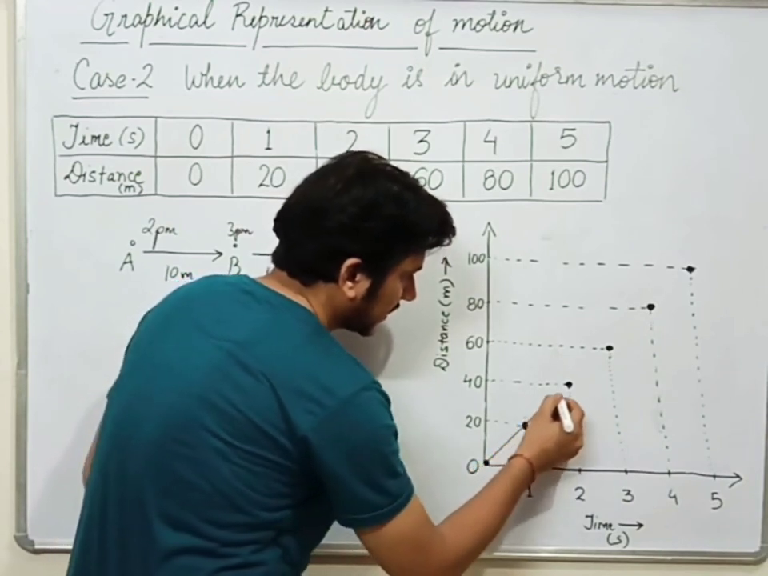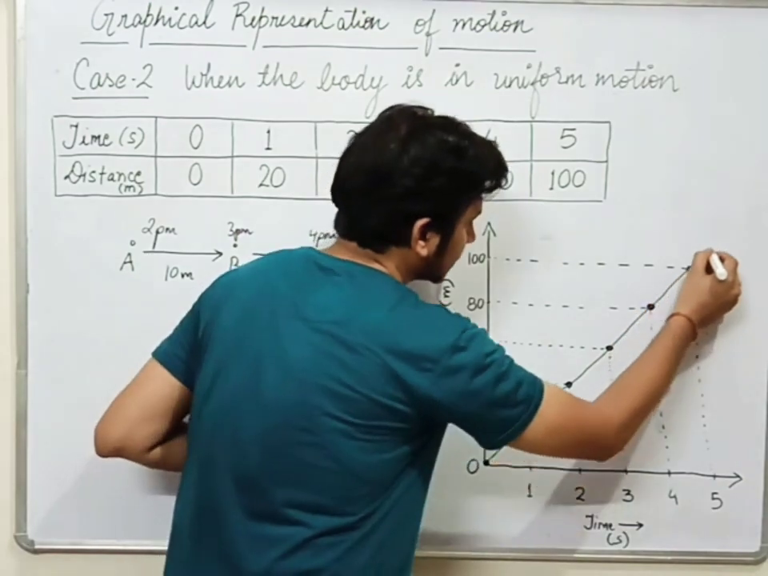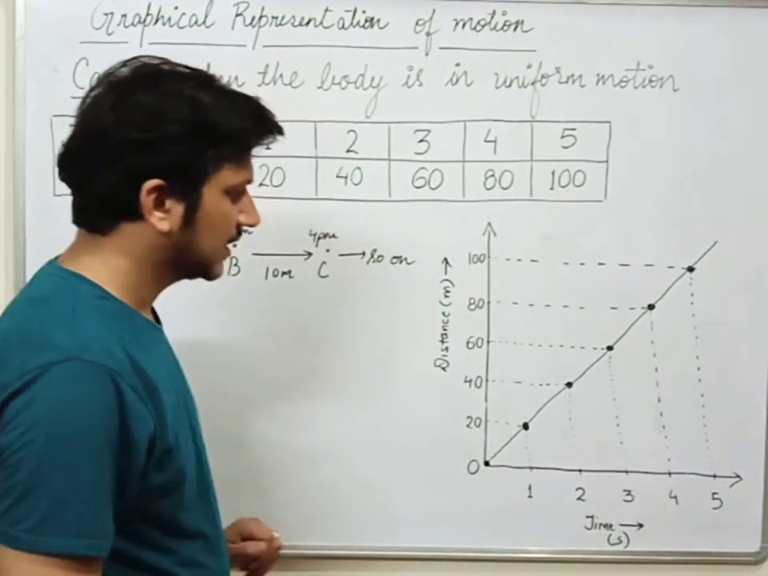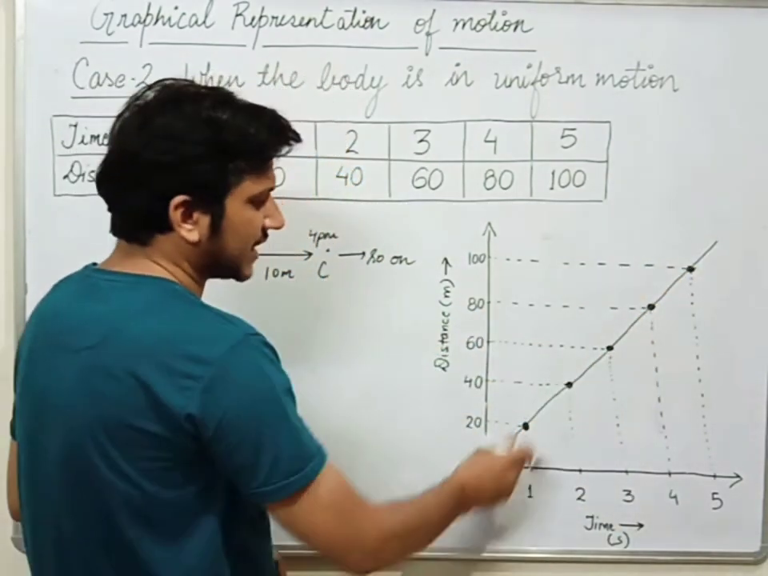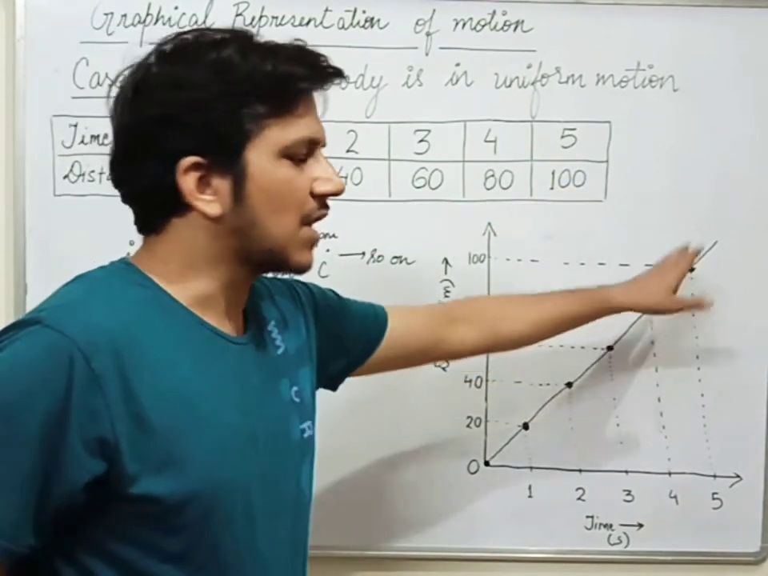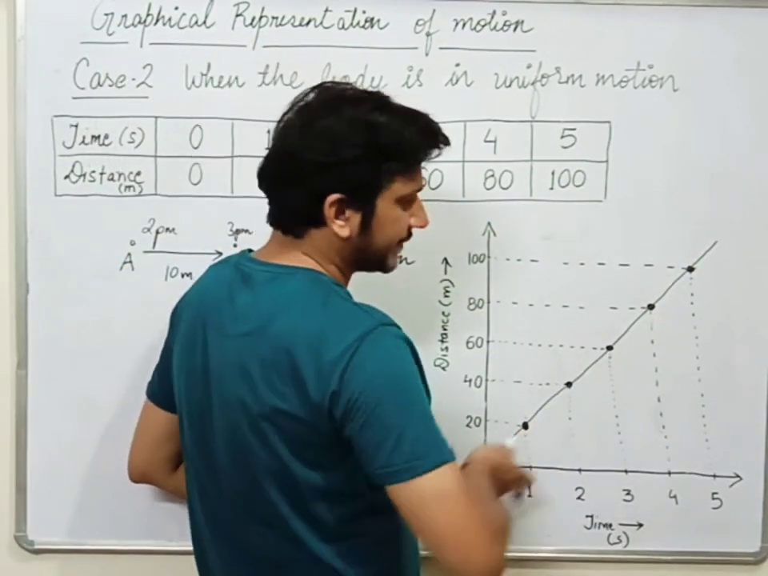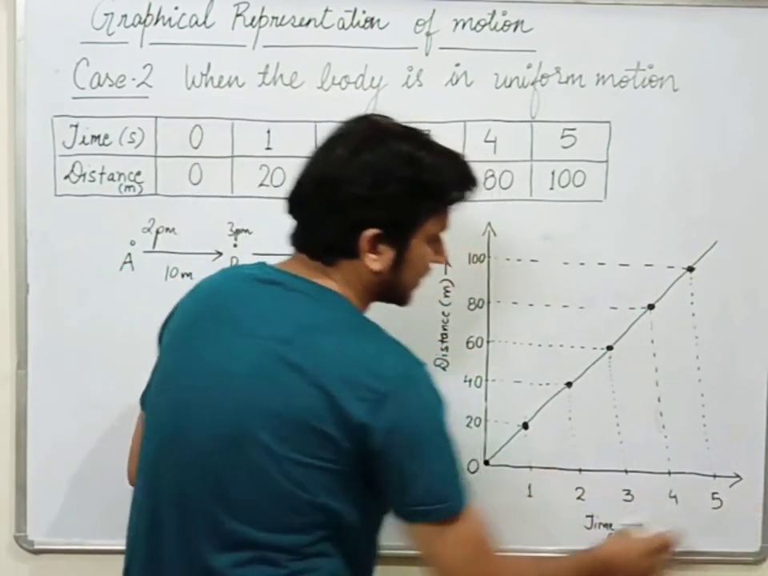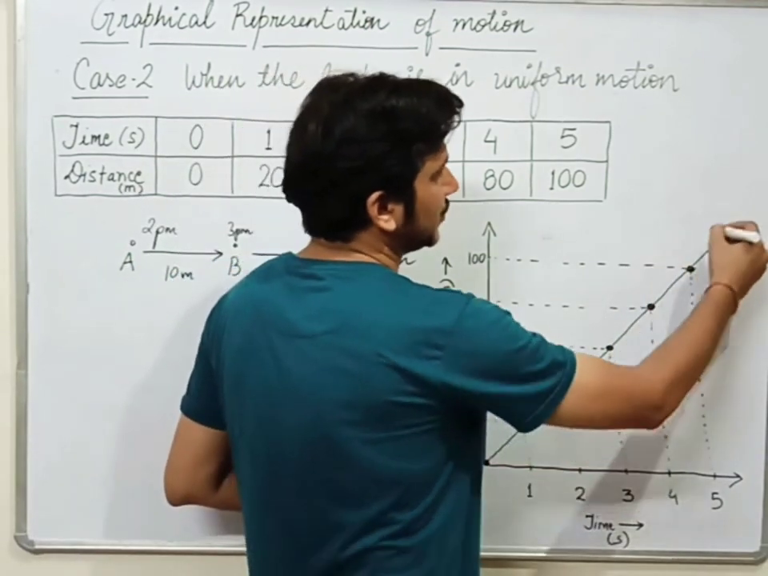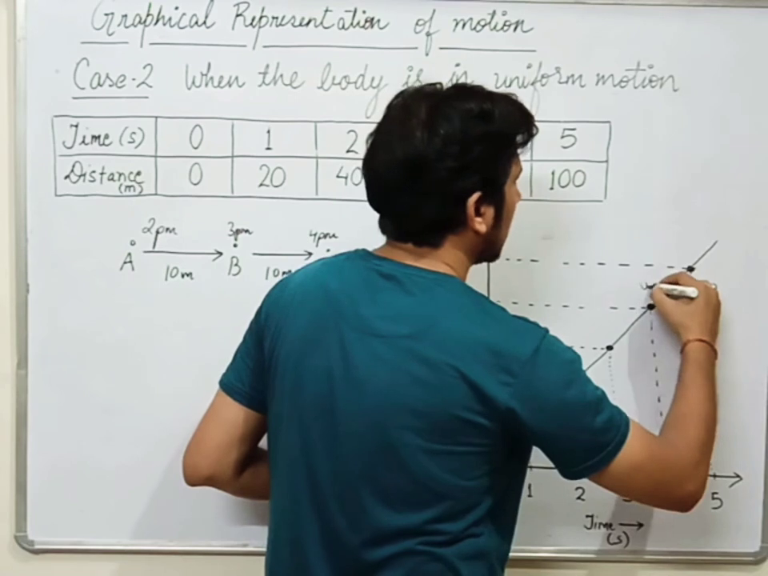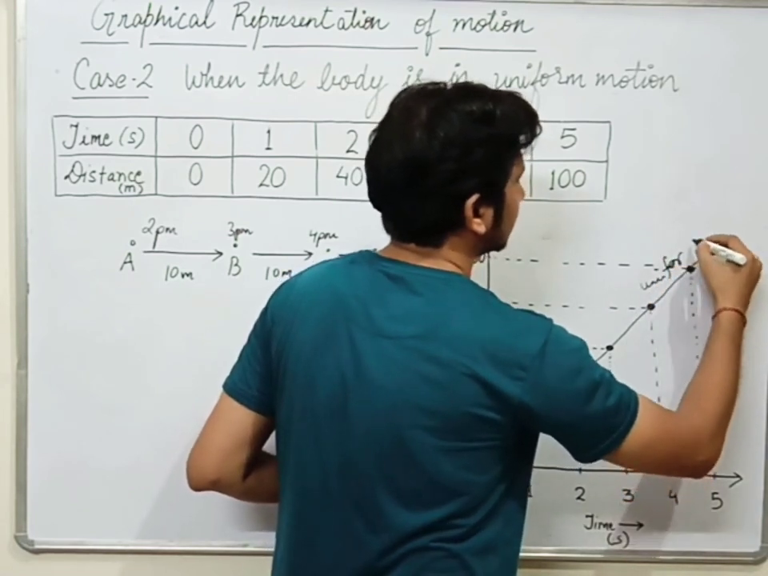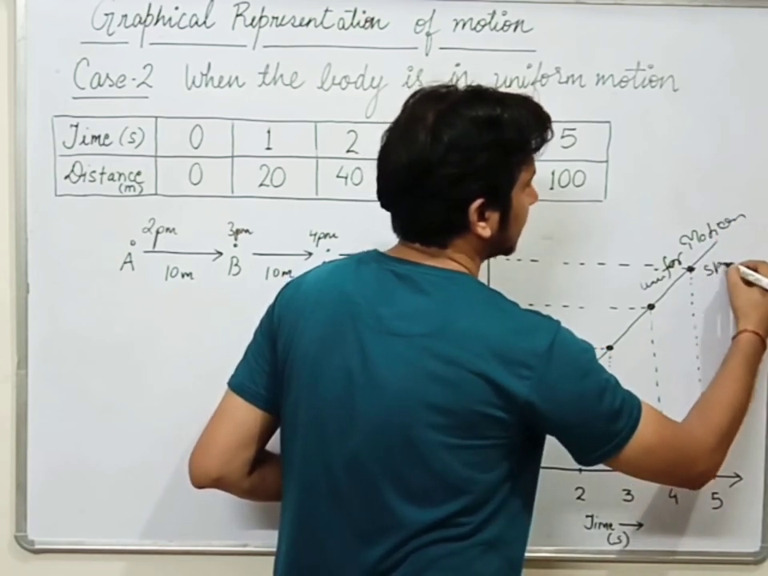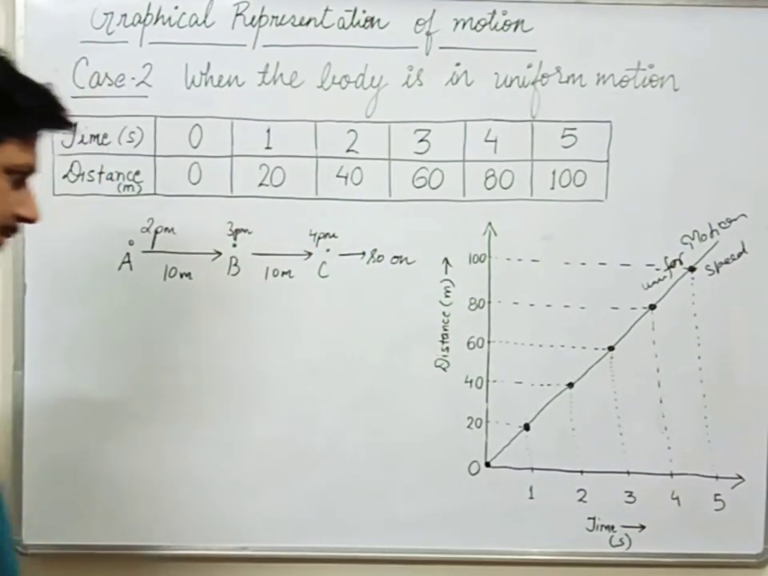Now we join all these dots, so we will get a straight line like this, which is inclined to the time axis, the x-axis. So we get a straight line, and a straight line shows the type of motion. It means that when we get a straight line inclined to the time axis, the object is in uniform speed or motion. It represents the speed of the object.